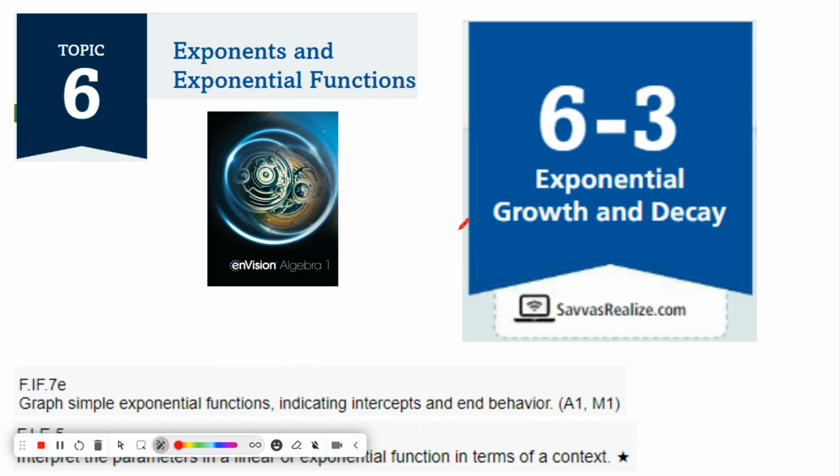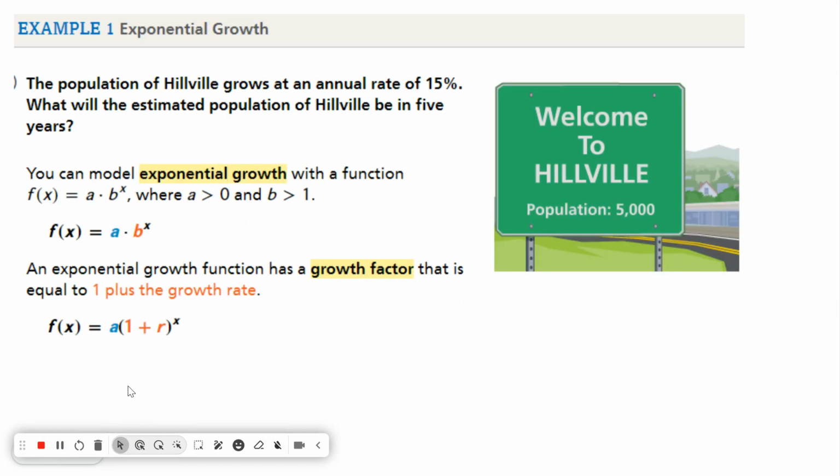One video here, not too many slides, but very important information on what we call exponential growth and decay. So again, growth means getting bigger, decay means getting smaller, and again, we're doing it in an exponential way. So let's get started. Okay, example 1, exponential growth.